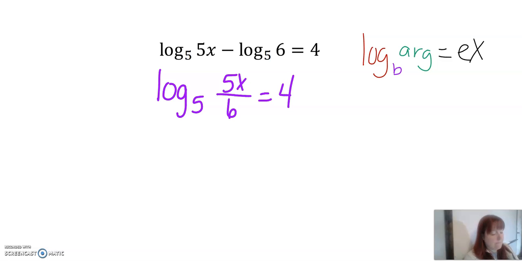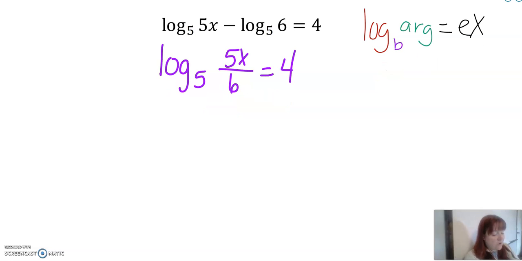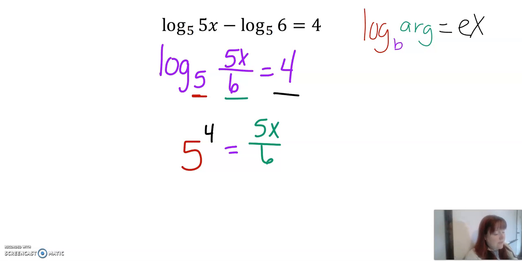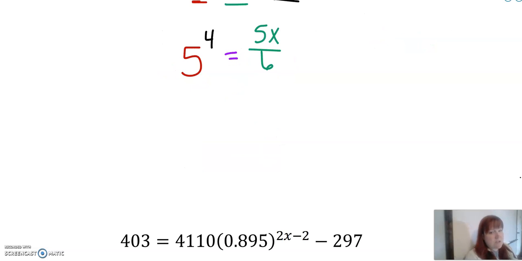Now we have it in this form, right? Here's our base, here's our argument, and here's our exponent. All right, so now we can just switch it around. Let's go ahead and do that. So we have a base of 5 with an exponent of 4, and that equals our argument, which is 5x over 6. Now, you might think, but I still don't know how to solve this, but you do know how to solve this. So what's 5 to the 4th? It's 625 equals 5x over 6.